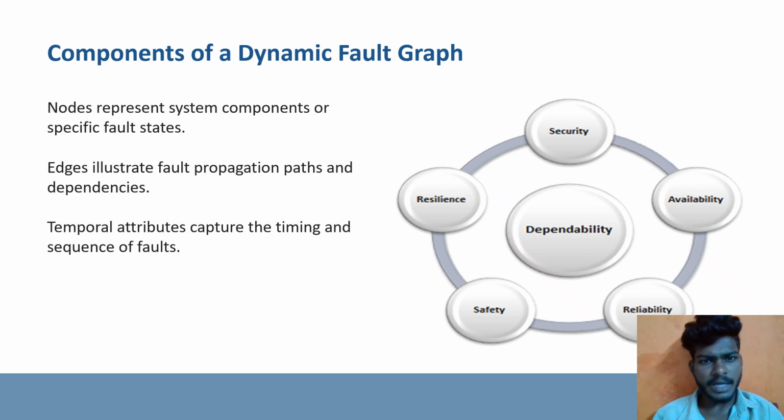Components of dynamic fault graphs. Nodes represent system components or specific fault states. Edges illustrate fault propagation paths and dependencies. Temporal attributes capture the times and sequence of faults.